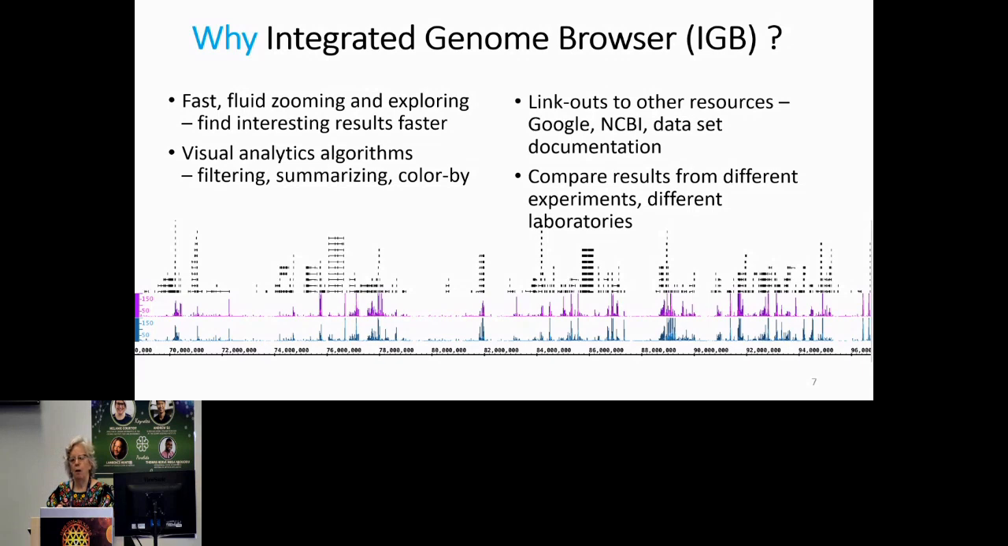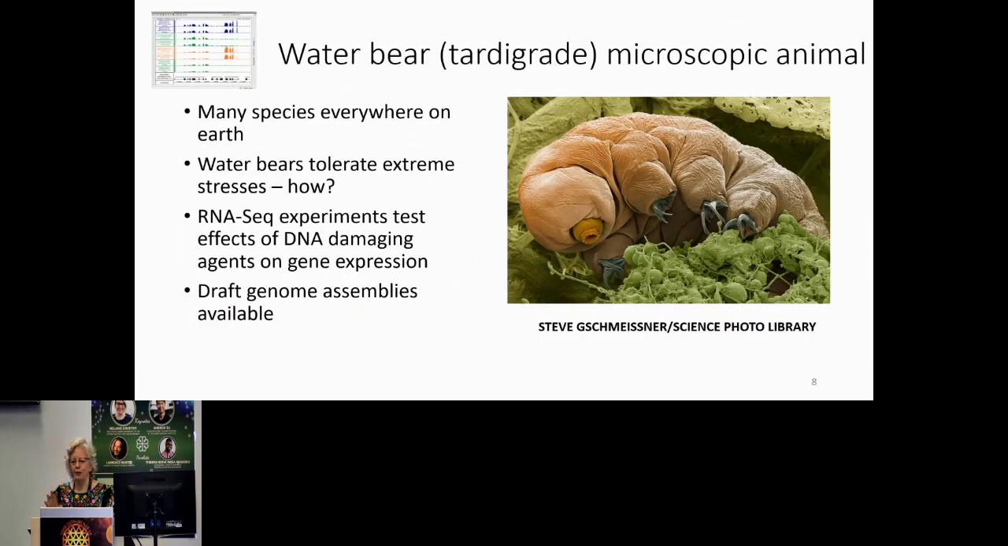We also make it possible to link out from things that you see in the genome browser to other resources, websites like Google and NCBI. And this is important because if you find something interesting, if you find a really cool trend, you need to be able to see if anyone else has seen it before. And then lastly, you need to be able to compare. In our opinion, we need to be able to compare results from different experiments in different laboratories to do better science. So I'm going to show you some examples of this, starting with the first postcard that looks like this.